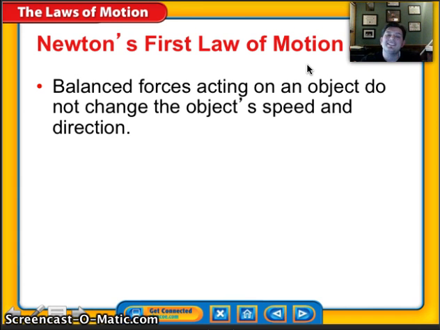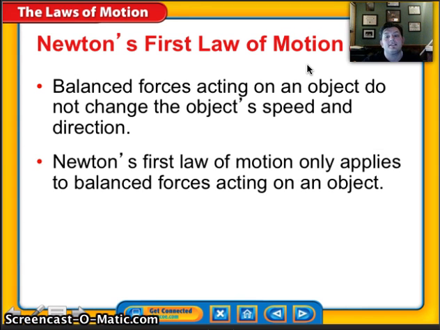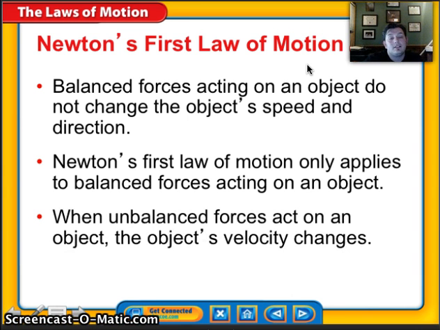Now, balanced forces acting on an object do not change the object's speed or direction. Newton's first law of motion only applies to balanced forces acting on an object. Okay? When it's balanced, it's just going to keep going and going. When an unbalanced force acts on an object, it changes its velocity. So right now, I'm balanced. If my chair came from under me, I would be unbalanced and I would fall to the ground. My velocity would change. I would fall downward.